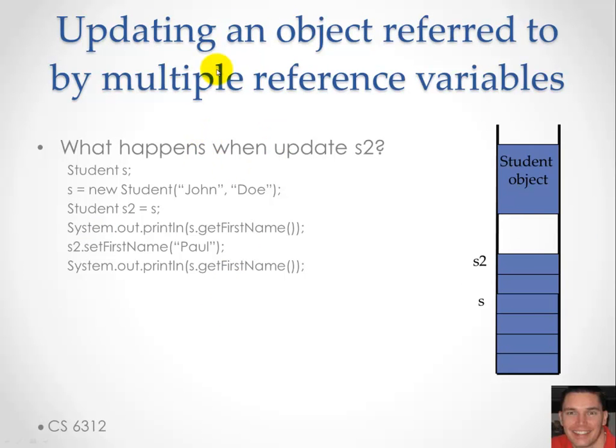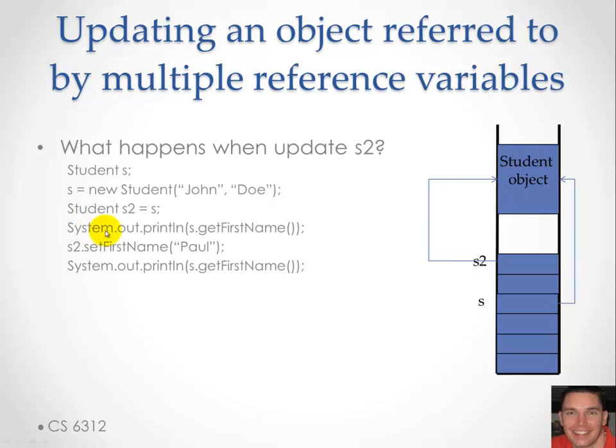Now we have to take note of this when we are updating an object that's referred to by multiple reference variables. What's going to happen here? So I have this situation here. I have student s. So here's my memory slot for that. I say s equals new student. What that does then is it makes my new student object. Now s points to the memory location on the heap where the student object was created. Then I say student s2 equals s. So it copies the value stored here, which is a reference value, from s up to s2. So then now s2 points to that same particular object.